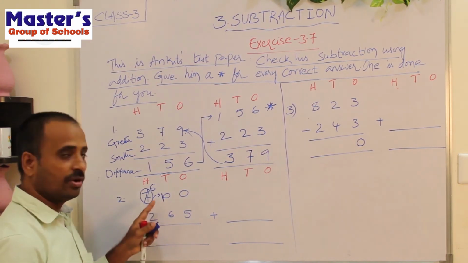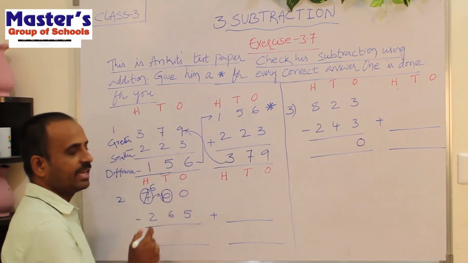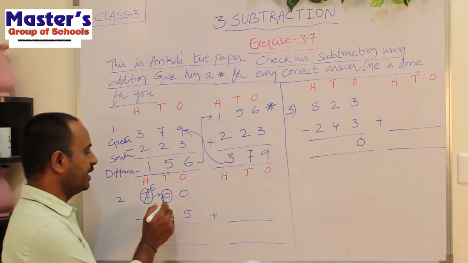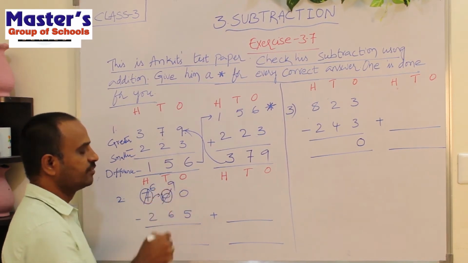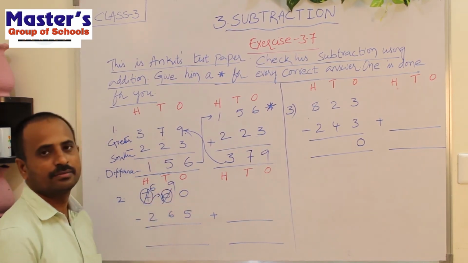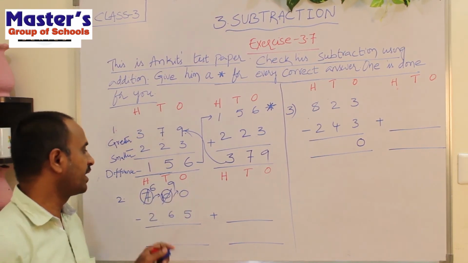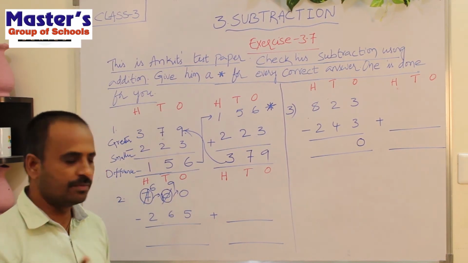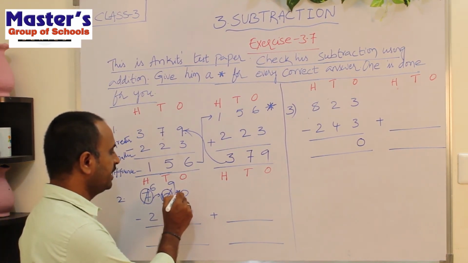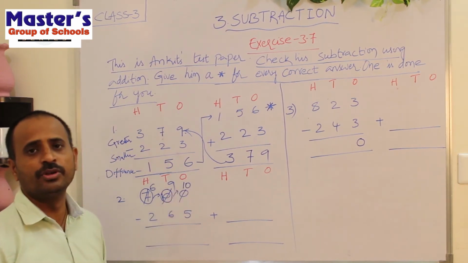Now how many tens are there? 10 tens are there. So borrow 1 ten from it. If you borrow 1 ten from 10 tens, how many tens will be there? 9 tens will be there. So write 9 here, and carry 1 ten to the ones place. If you carry 10 to the ones place, how many ones will it become? It will become 10 ones. So simply write 10 here. Now the subtraction is possible.